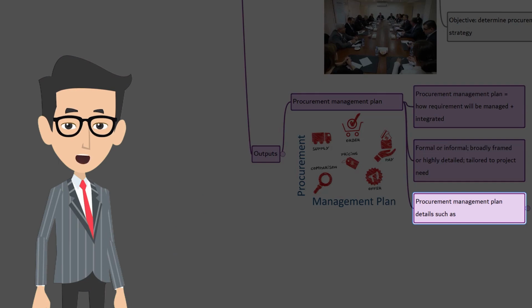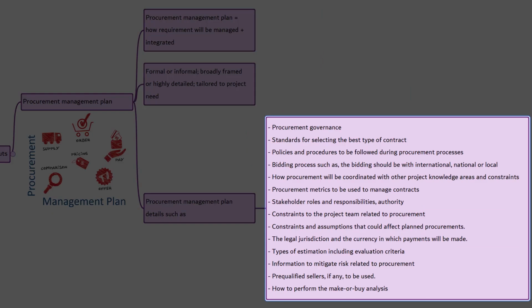The procurement management plan may contain information on procurement governance, standards for selecting the best type of contract, policies and procedures to be followed during the procurement process, bidding process, such as whether the bidding should be international, national or local, how procurement will be coordinated with other project knowledge areas and constraints, procurement metrics to be used to manage contracts, stakeholders' roles and responsibilities and their authority, constraints to the project team related to procurement, constraints and assumptions that could affect planned procurements, the legal jurisdictions and the currency in which payment will be made, types of estimations including evaluation criteria, information to mitigate procurement-related risk, pre-qualified sellers, if any, to be used, and how to perform the make or buy analysis.